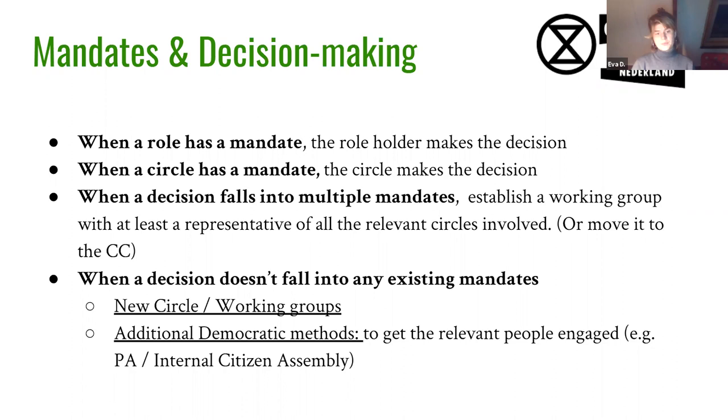Then what do you do when a decision doesn't fall into any existing mandates? Then you could, for example, create a new circle or a working group. This was the case with the collaboration circle, because we were asked to sign all kinds of petitions, but we didn't really know who to ask or what to do with it. So then we created a new circle, called the collaboration circle, to be able to deal with these kinds of things.